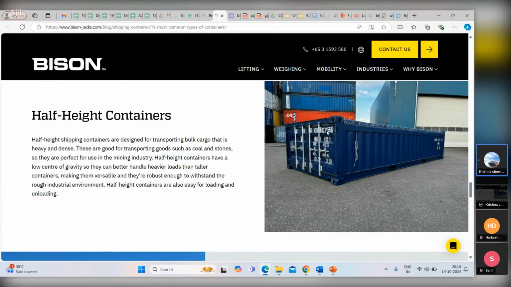These are good for transporting goods such as coal and stones, and they are perfect for use in the mining industry. Half height containers have a low center of gravity so that they can better handle heavier loads than taller containers, making them versatile, and they are robust enough to withstand a rough industrial environment. Half height containers are also easy for loading and unloading.